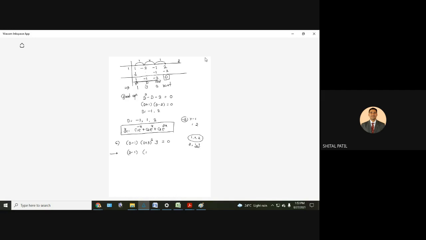(D minus 1)(D plus 3) whole square equal to 0. I have written the auxiliary equation. So D equal to 1 and minus 3, minus 3. So what will be the complementary function corresponding to minus 3? (C1 plus C2x) e raised to minus 3x plus C3 e raised to x, corresponding to 1. Is it clear? Okay. Next.